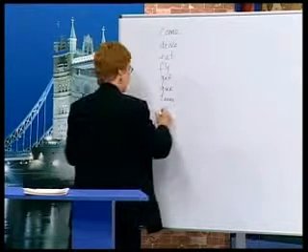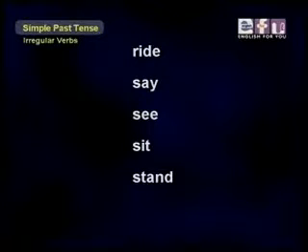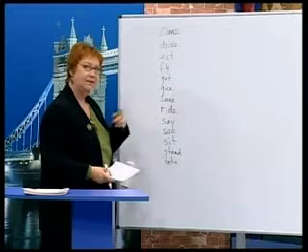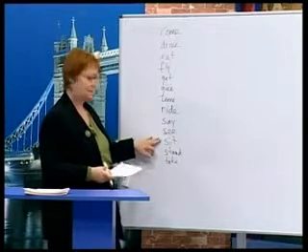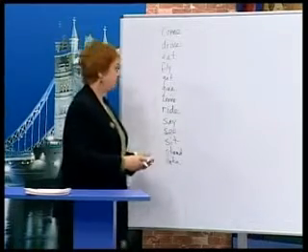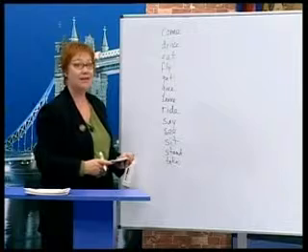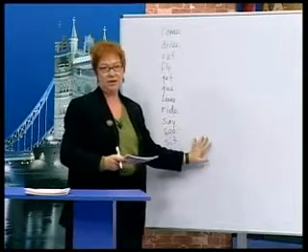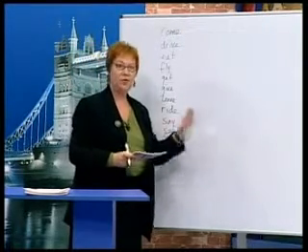Okay, here's the next group: ride, say, see, sit, stand, and take. So this group is ride, say, see, sit, stand, and take. Okay? Now, let's look at the past tense of these verbs. First I'll write them on the board, and then you'll look at the screen and we'll look at some sentences.